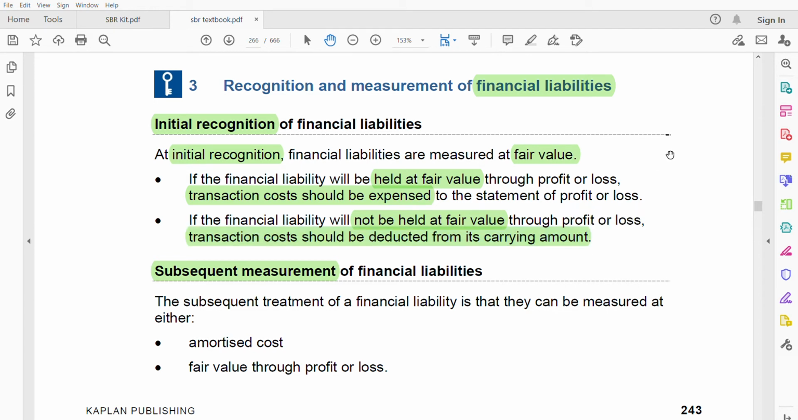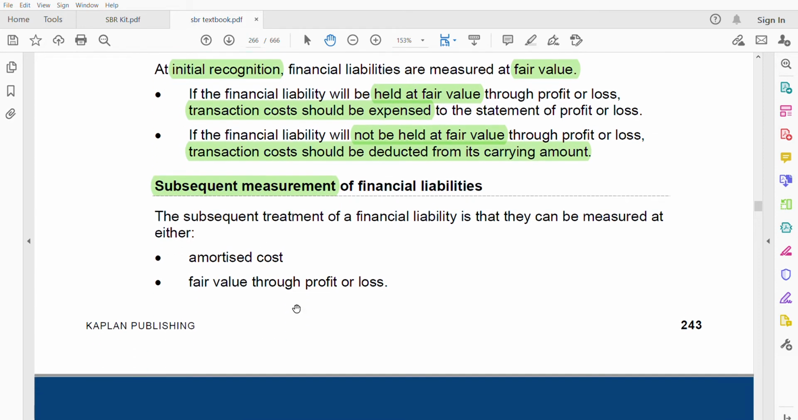From here onwards, in all the videos, whatever I explain, if there are any rules, for example, initially you recognize this, subsequently you have to memorize it as it is. So I hope that this is enough for you: initial recognition at fair value, and if it is at fair value, how do you account for the transaction cost? If it is not at fair value, how do you account for transaction cost? These two things. Now let us go to the subsequent measurement of financial liabilities.